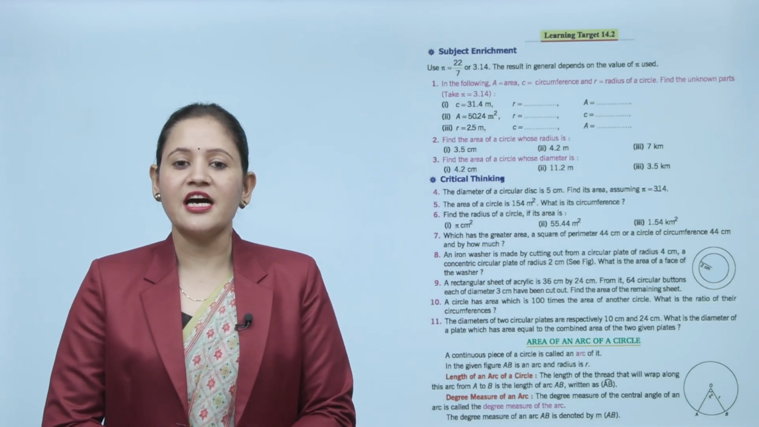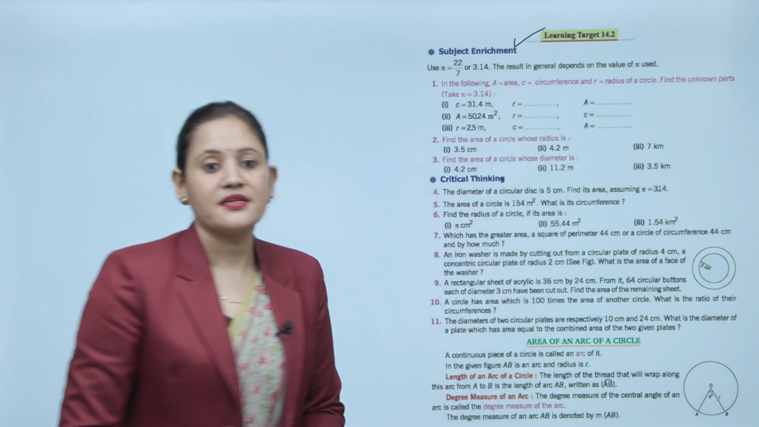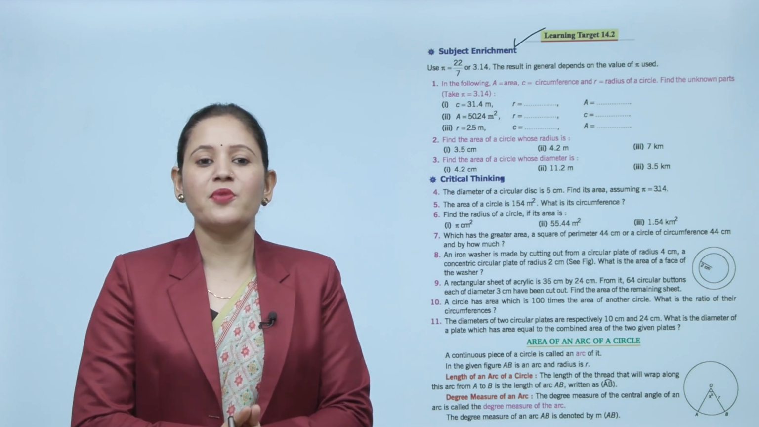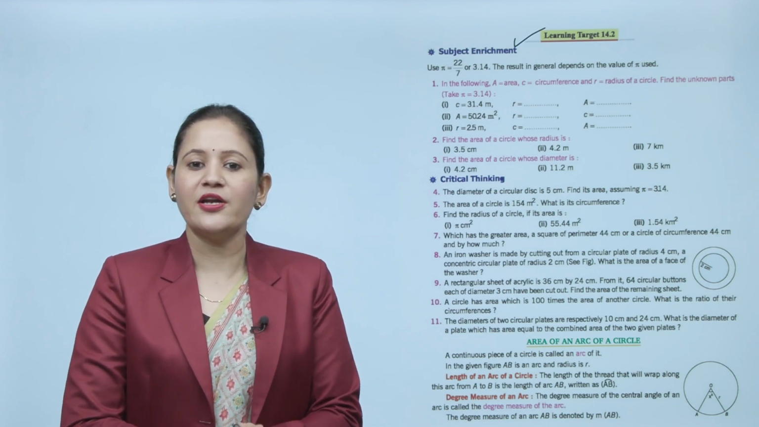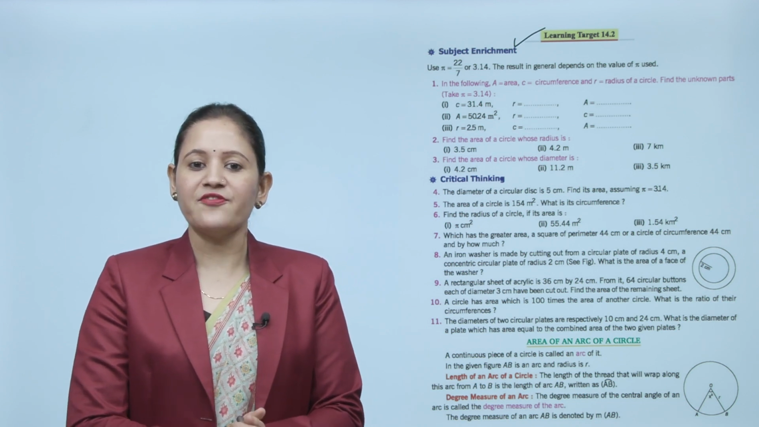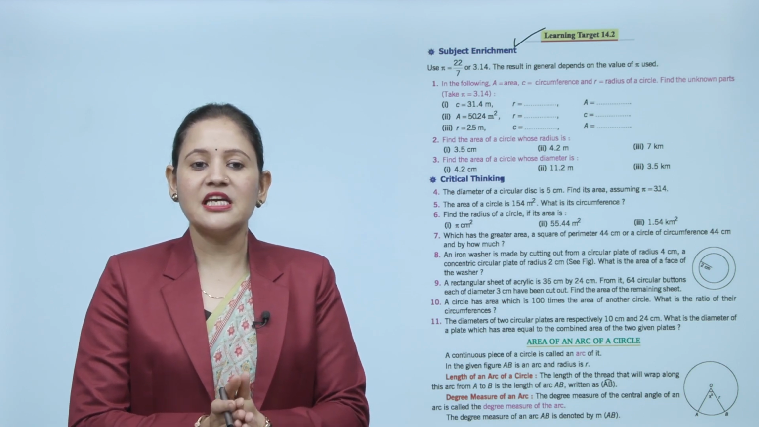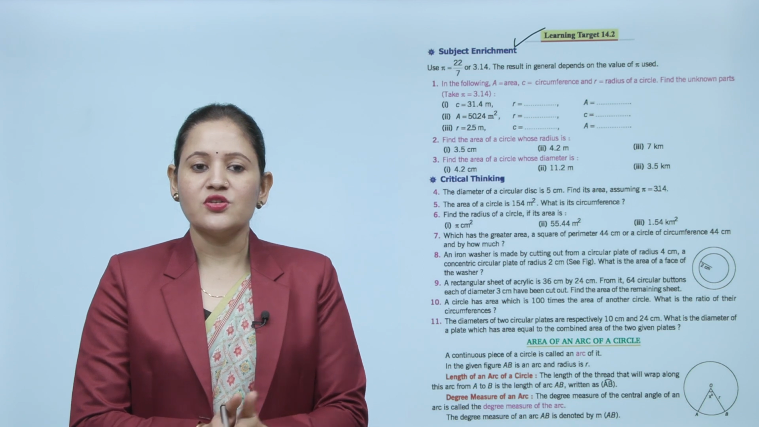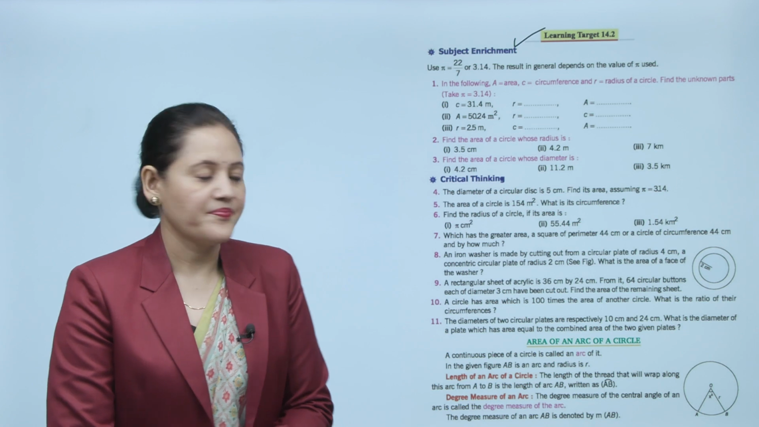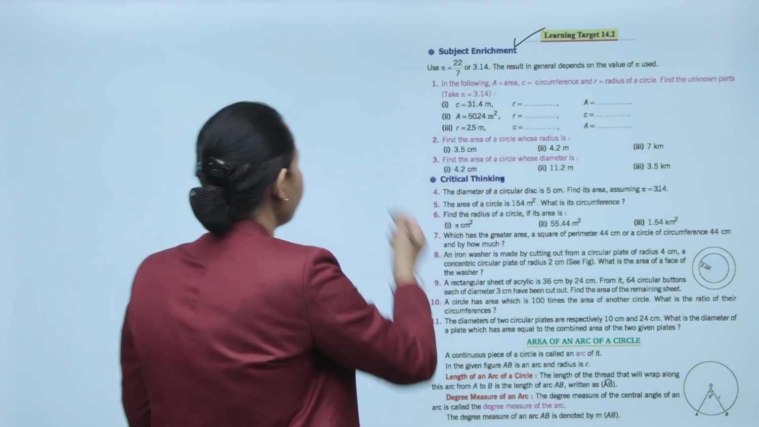Next is learning target 14.2. Subject enrichment. Use pi equals 22/7 or 3.14. The result in general depends on the value of pi used. In the following, A is area, C is circumference and R is the radius of the circle. Find the unknown part. Take pi as 3.14. In the first question, circumference is given, that is 31.4 meter. So first we'll find out R and then area.